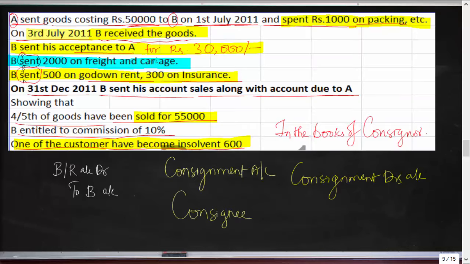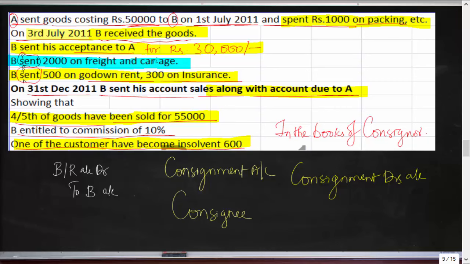What else we have? On 31st December 2011, B sent his account sales along with the amount that is due to A. And in that, what is it saying? 4/5 of the goods have been sold for 55,000. So now there is a sale. But we have to understand it is going to be considered as credit sale. So if it is credit sale, the debit will go to consignment debtors and credit will go to consignment account.